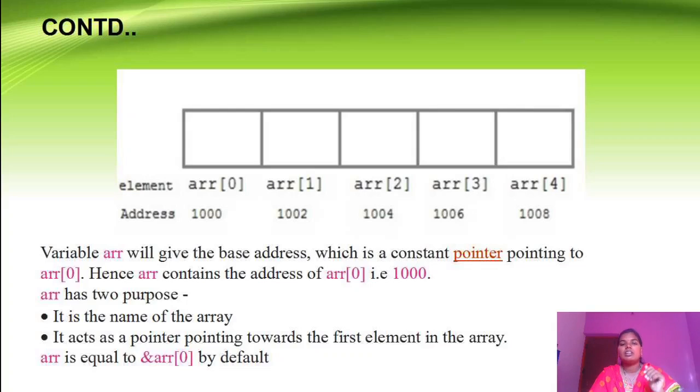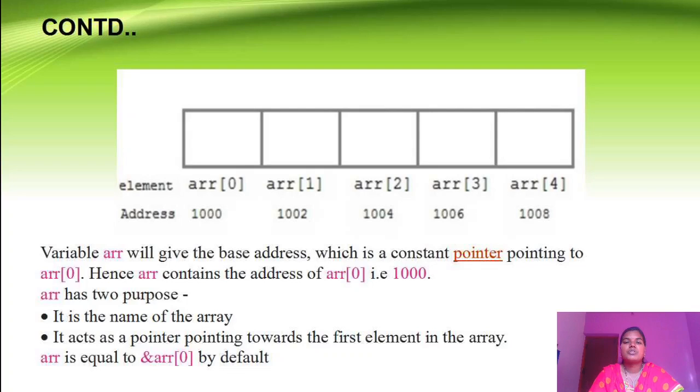So the second element of the array is stored at the address 1002, the third element is stored at address 1004, the fourth element is at address 1006, and the last element, that is the fifth element of the array, is stored at address 1008. Like this the array elements will get stored in the memory.